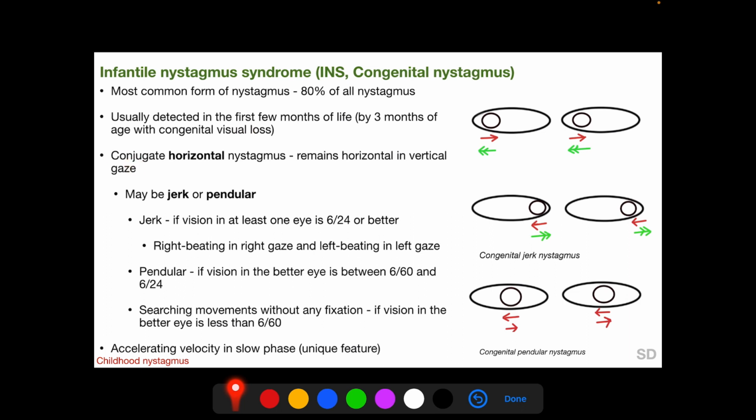INS is a conjugate horizontal nystagmus which may be jerk or pendular. If the vision in at least one eye is 6/24 or better, we get a jerk nystagmus, and it is right beating in right gaze and left beating in left gaze. If the vision in the better eye is between 6/60 and 6/24, INS is pendular, and if the vision in the better eye is less than 6/60, we get searching movements of the eyes without any fixation. And as we have seen when discussing the waveforms of nystagmus, the slow phase in INS has an accelerating velocity, which is a unique feature of INS.